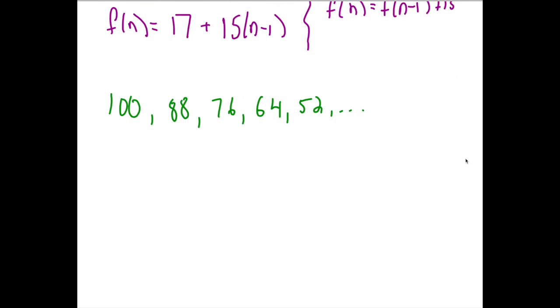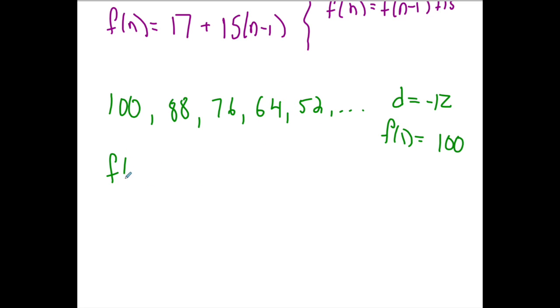All right, last one is going to be this one right here. So what do I do first? Find the difference and the first term. Difference is -12, and first term is 100. We're going down by 12. Minus 12, minus 12, minus 12, minus 12.